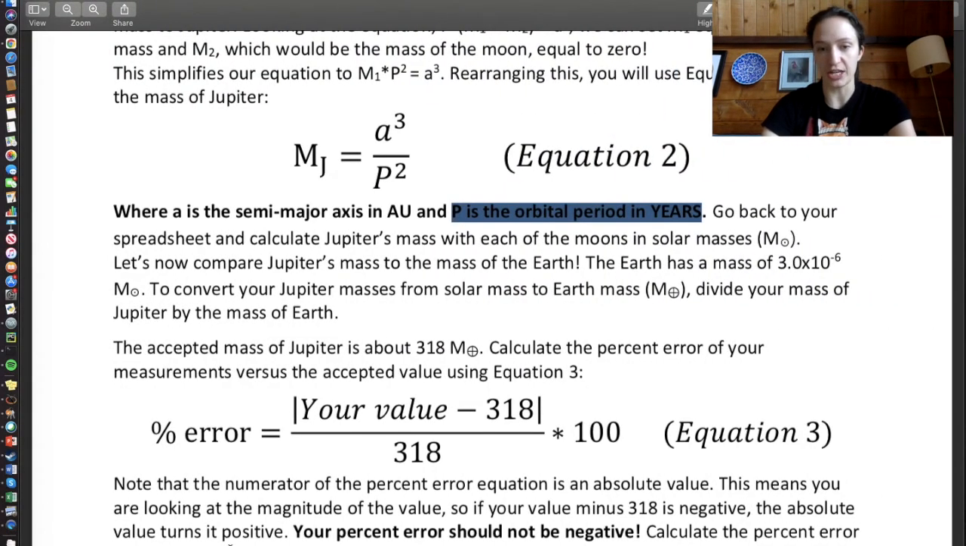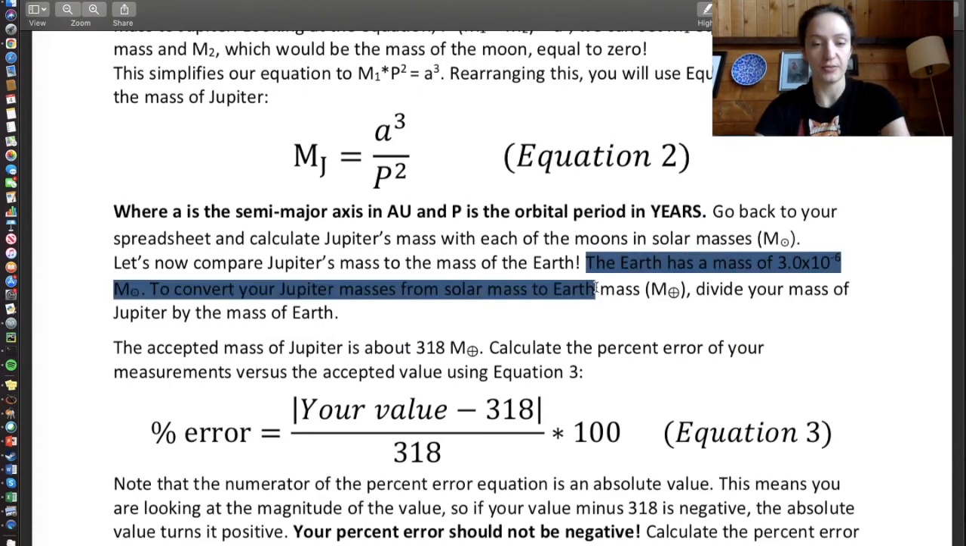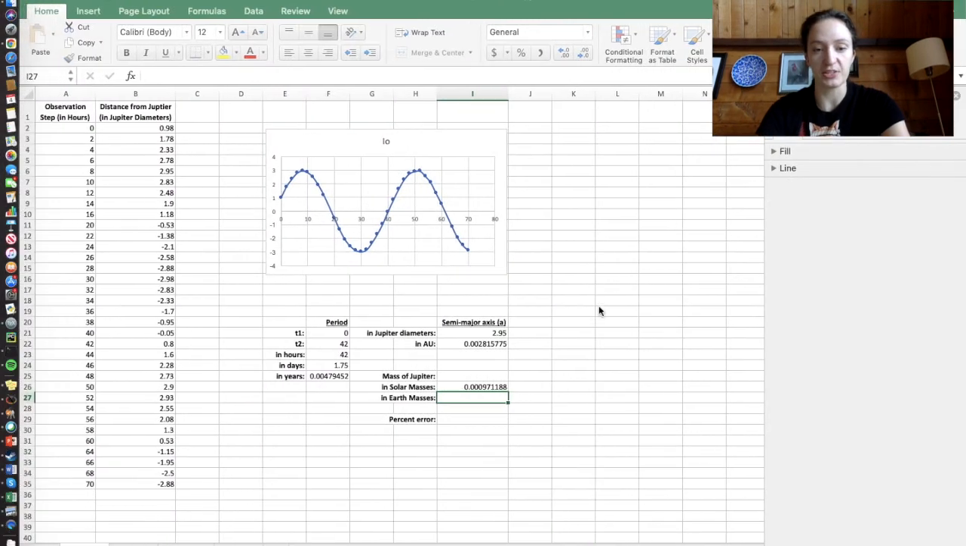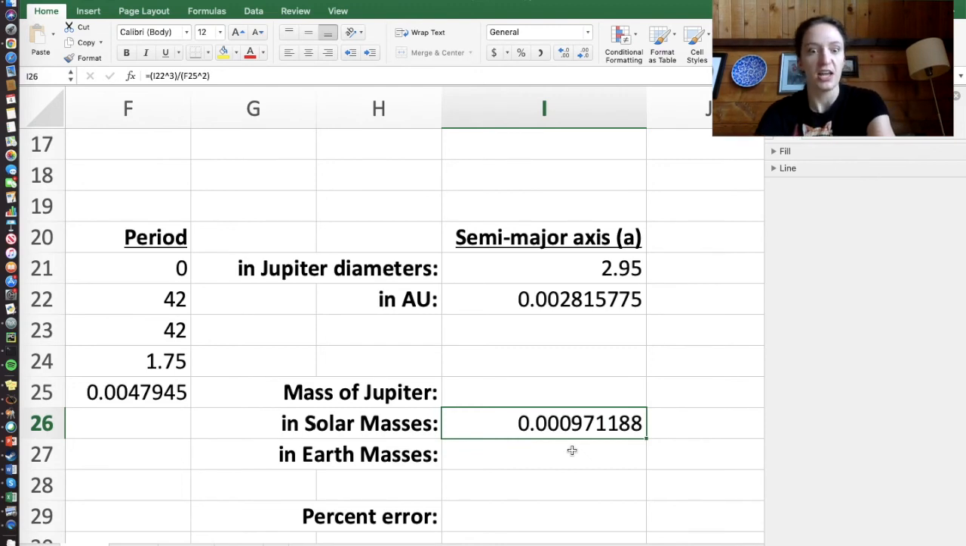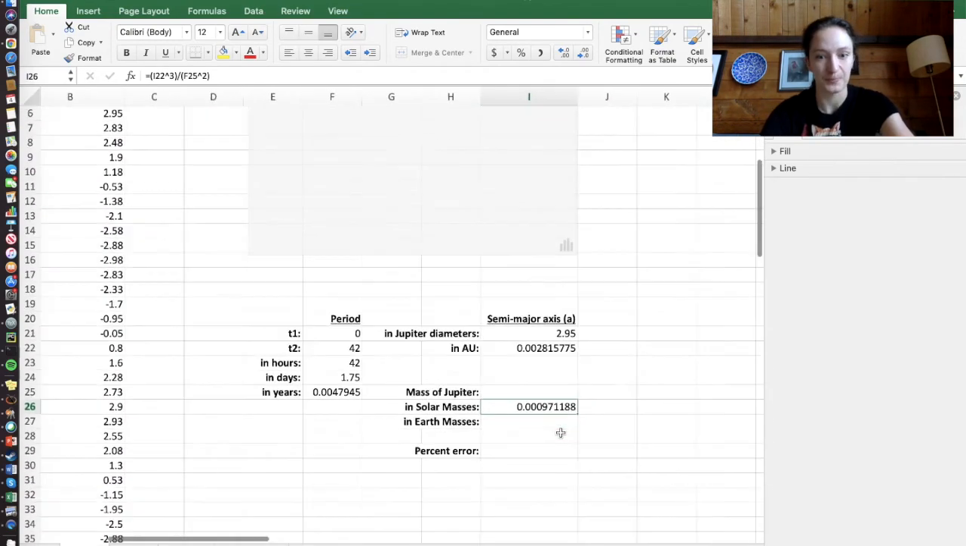Then you're going to convert it to Earth masses to compare how big it is compared to Earth, right? Because this is telling us how big it is compared to the sun. So Io compared to the sun, I'm thinking about how to phrase this. Io is 0.09% of the sun's mass. It's tiny compared to the sun.